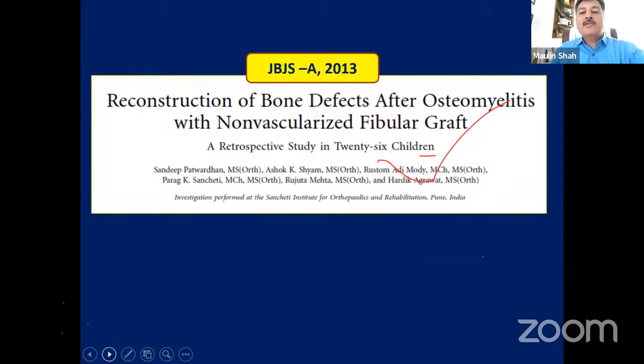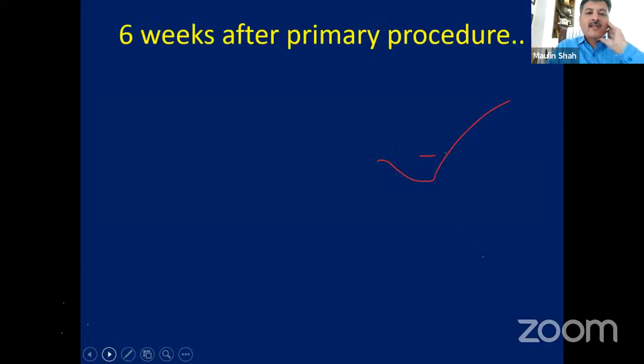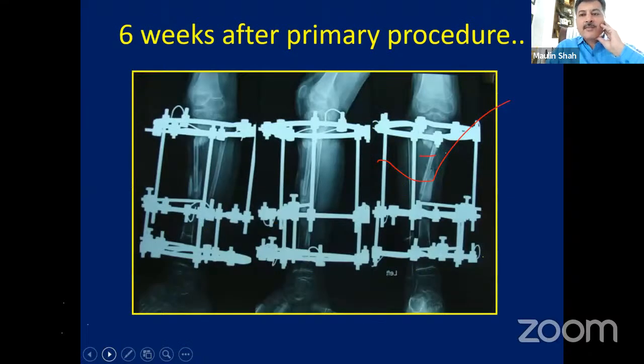And then I came to see this paper from Sandeep Patwardhan and colleagues from Pune, on reconstruction of bone defects after osteomyelitis with non-vascularized fibula graft. And we all read the abstracts of papers and not papers in detail. So I jumped to put a fibula graft, thinking that this will reduce the time of treatment. So 6 weeks after the primary procedure, when the CRP and counts were normal, there was no evidence of any discharge, the wound, everything was looking fine, I placed the fibula.